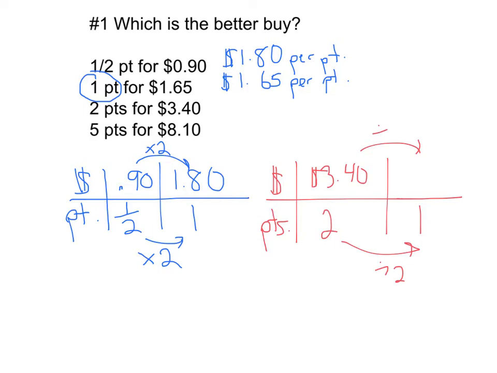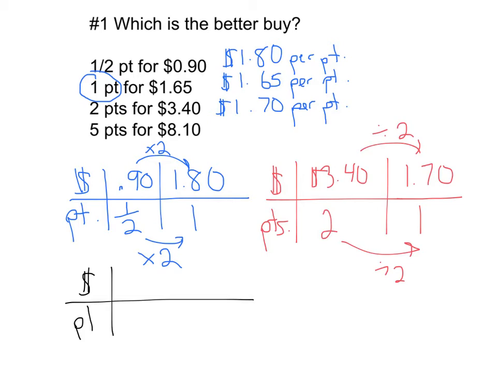So I have the same thing on the top. $3.40 divided by 2. I can cut that in half really easily in my head. If I couldn't, I could draw it out if I needed to. But that's just going to be $1.70. So that's $1.70 per pint. And then I have to do the last one, which says 5 pints for $8.10. Again, it's money and pints. $8.10, 5 pints. I'm trying to get to 1.